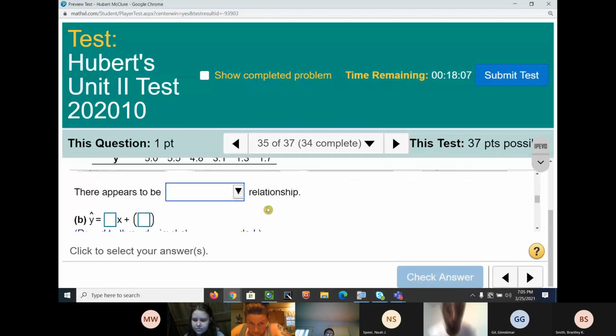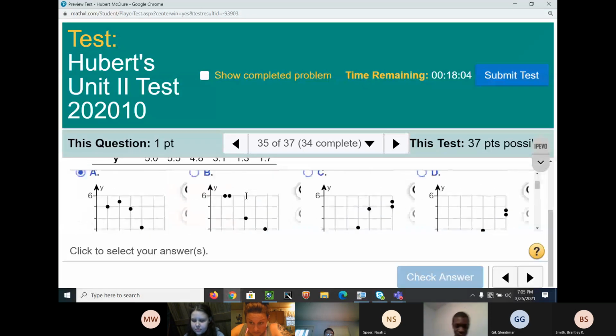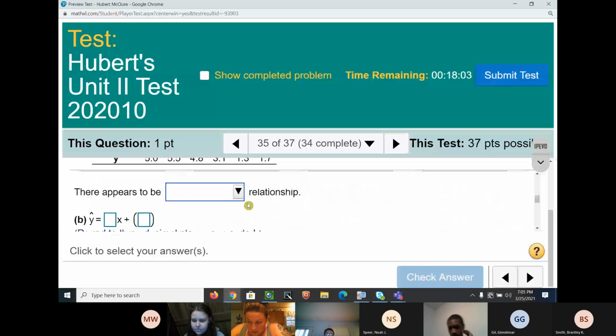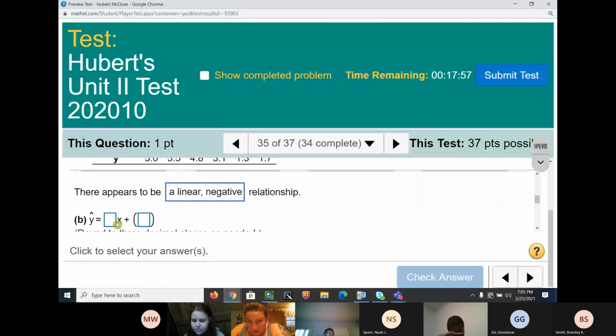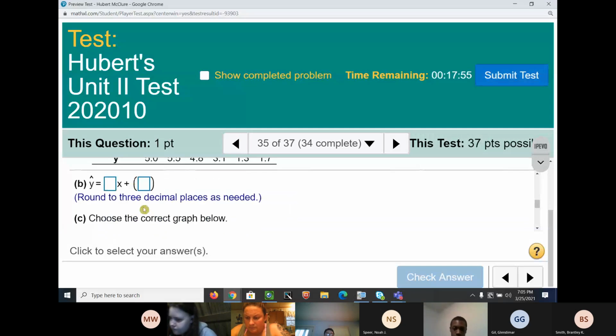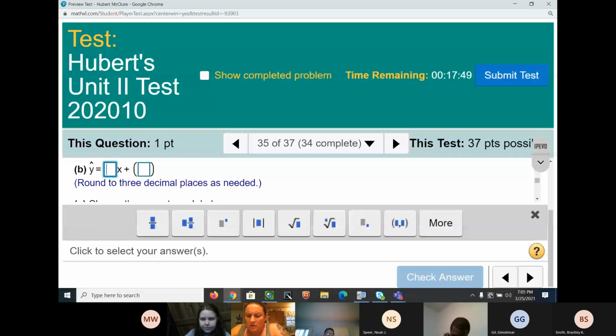Okay, somebody give me, there appears to be a negative relation. It says round to 3 decimal places. Give me the slope. I know it's going to be negative. 3 decimal places. Negative 0.828. And give me the y-intercept. 3 decimal places. I'm confused as to what you're asking for.